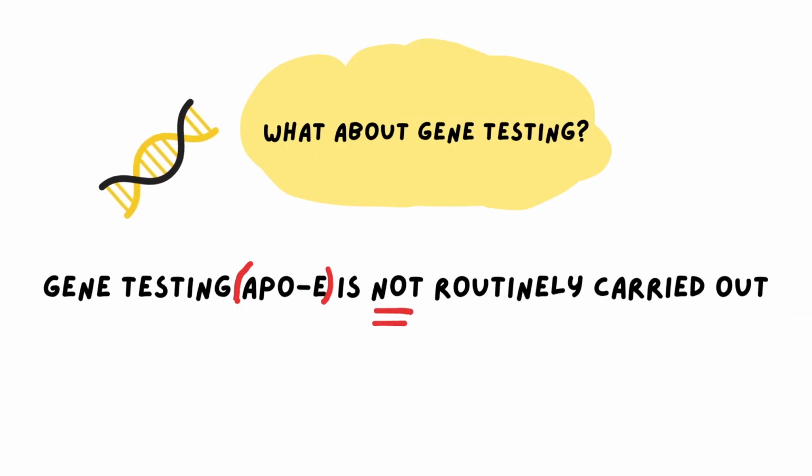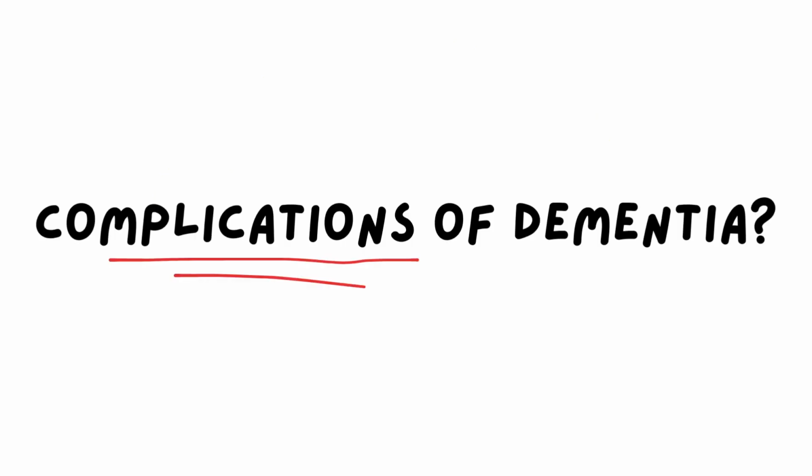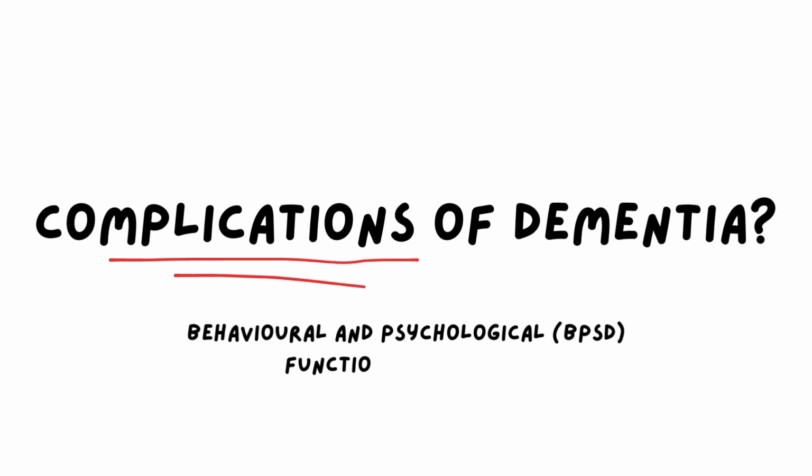Is gene testing routinely carried out in the evaluation of dementia? In general, gene testing, such as testing for apolipoprotein E, APOE, is not routinely carried out. Great. Now, tell me what are some of the complications of dementia? The complications of dementia can be broadly categorized into, firstly, behavioral and psychological problems, also known as BPSD, behavioral and psychological symptoms in dementia. Secondly, functional problems, and thirdly, social problems.